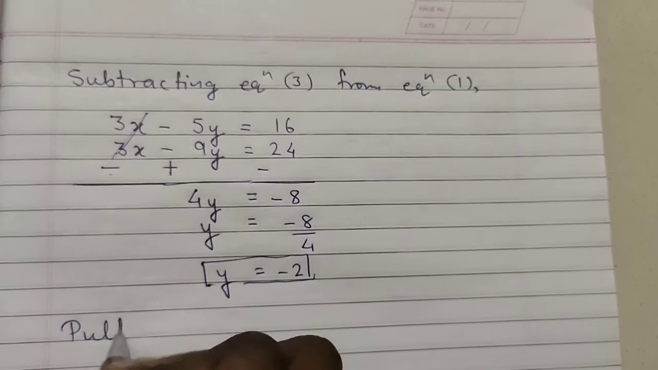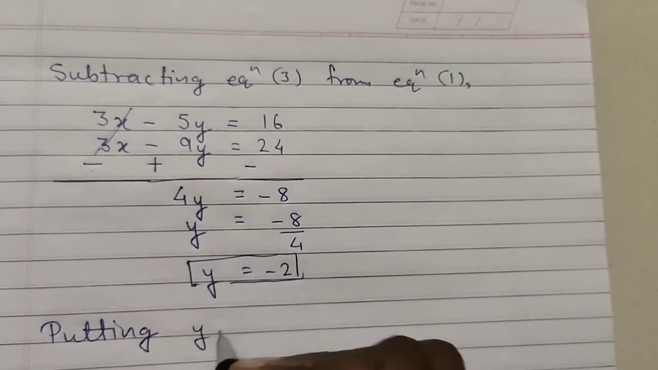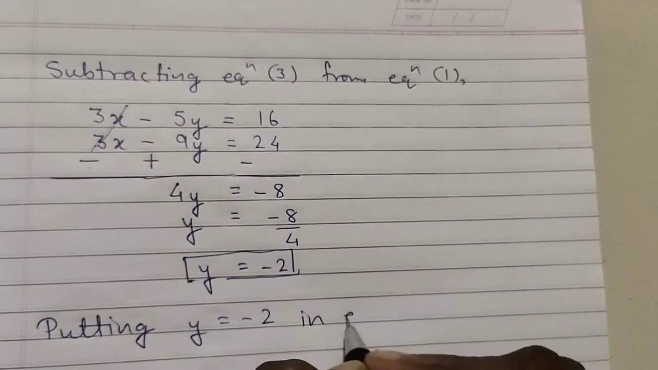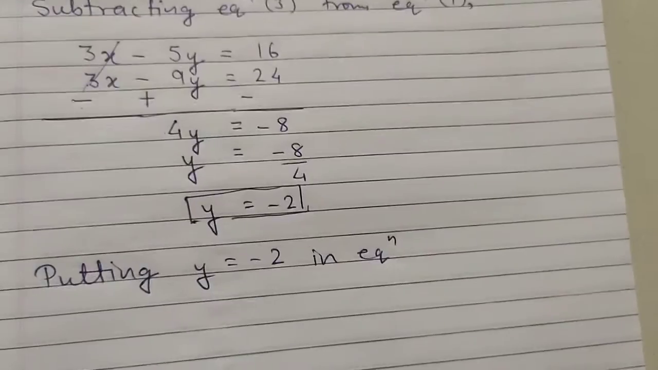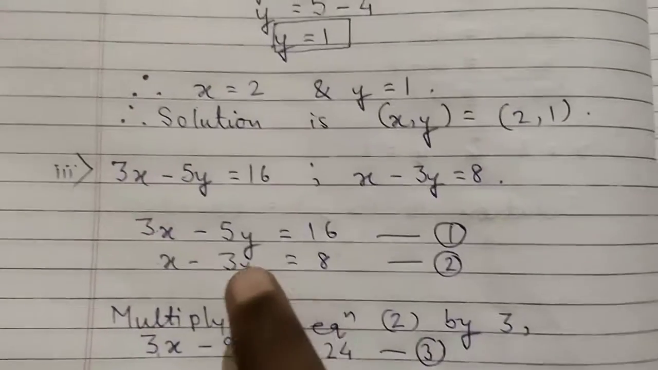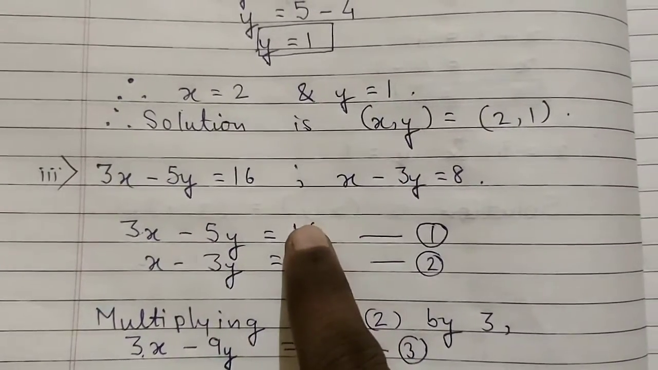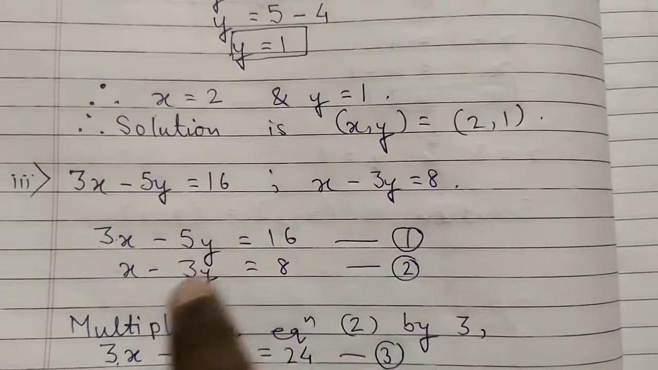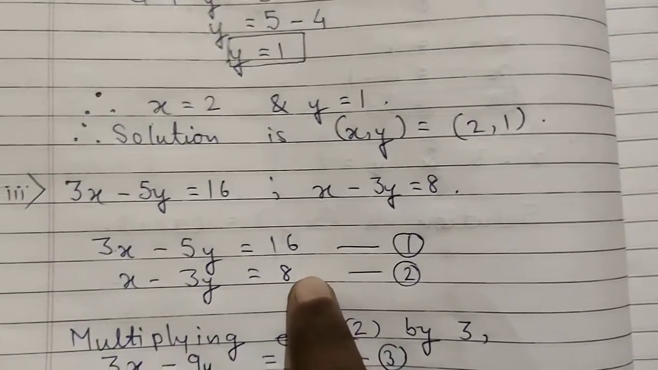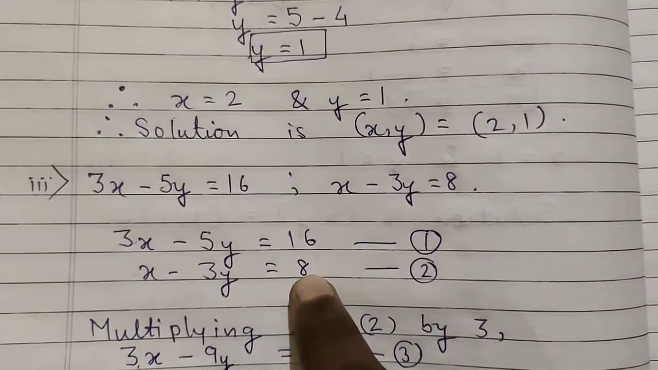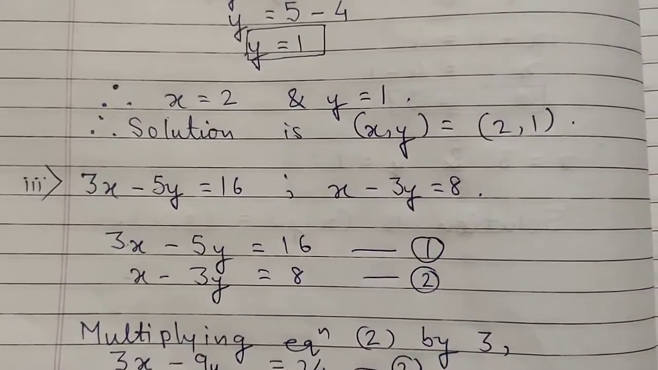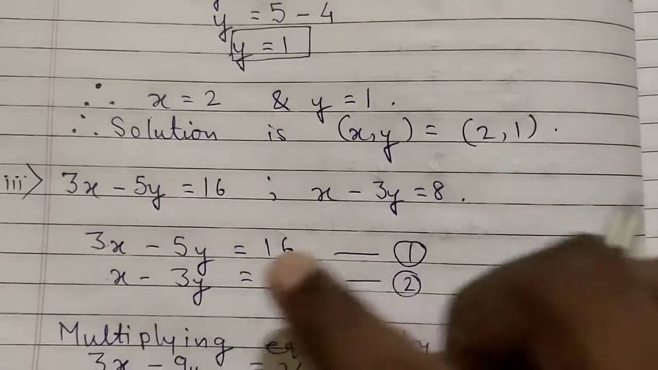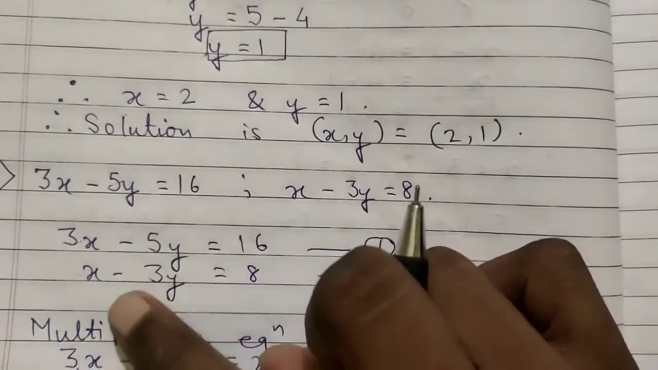Now put this value of y equals to minus 2 in equation number, you can put this value of y in equation number 1, 2 or 3, but you see here equation 1 is little bigger as compared to second, so I am putting this in equation number 2. Okay, it is up to you, you can decide whether you want to put it in 1, 2 or 3. So here I am putting this value in equation number 2. So if I put the value of y minus 2 here, what I will get?